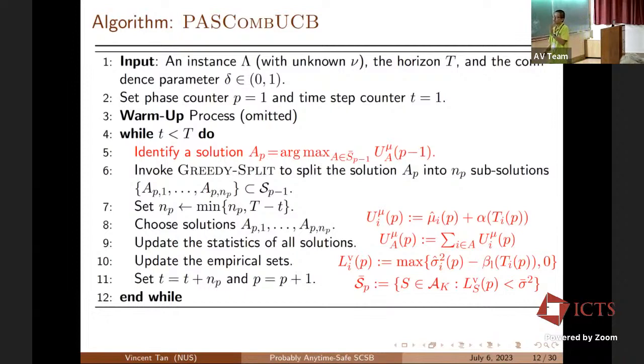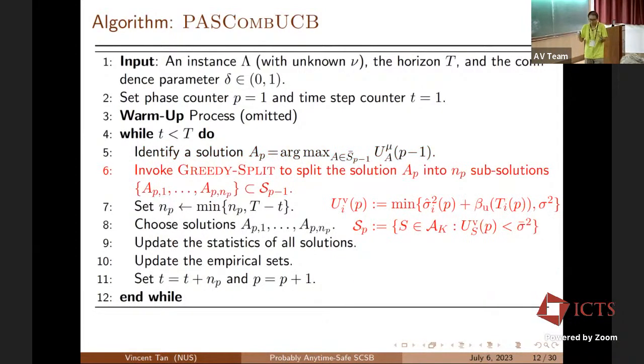But this may be dangerous, because this A_P here may contain too many items. As I said, at the very beginning, you shouldn't display all K ads at once, even though the budget is K. So we are going to invoke another subroutine, which I will describe to you using pictures later on, but here using math, called greedy split, to split this solution A_P, and these sub-solutions should be with high probability safe.